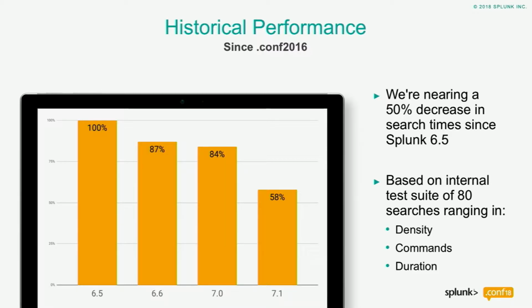This data comes from our internal QA suite of around 80 searches. These vary in density, commands, and duration, so anything from a couple seconds to around 30 minutes. As you can see, we're getting very close to that 50% mark, so let's see if Splunk 7.2 has something to say about this.